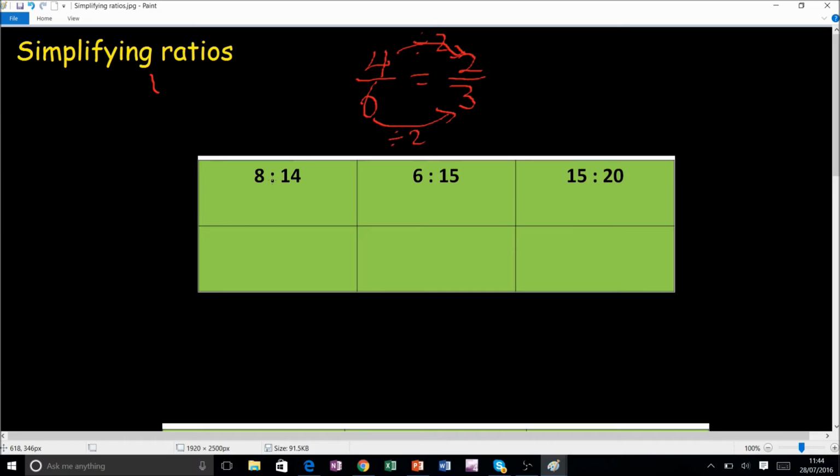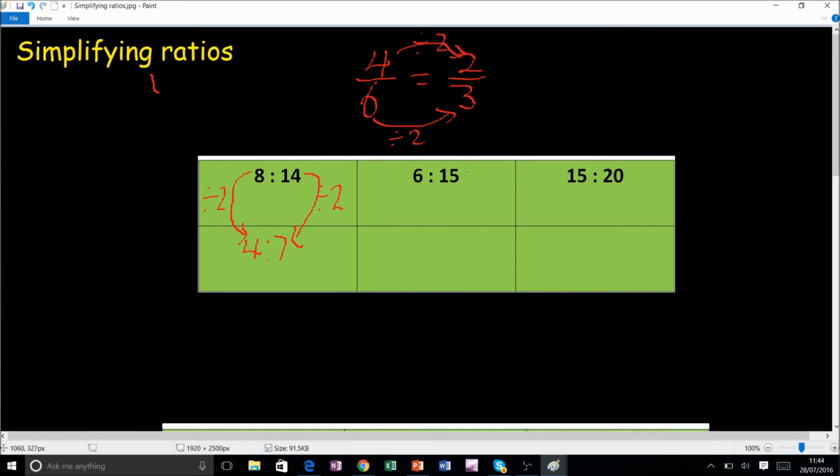This is where looking at factors, highest common factors, comes in. So 2 is the biggest number that goes into 8 and 14. So we are going to divide both of them by 2. Divide by 2 and divide this side also by 2. So 8 divided by 2 gives us 4, and 14 divided by 2 gives us 7. So this ratio simplified is 4 to 7.